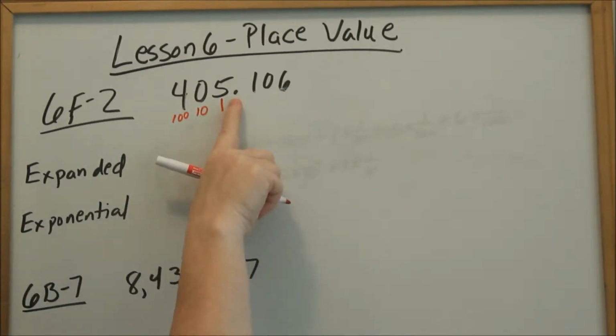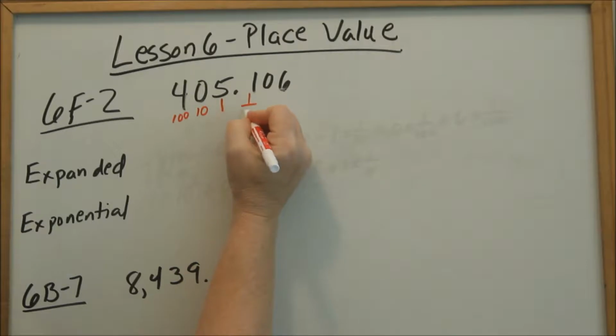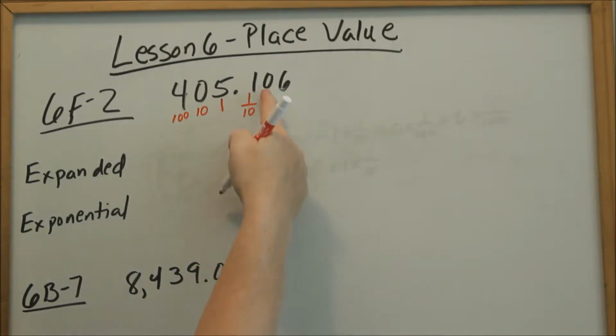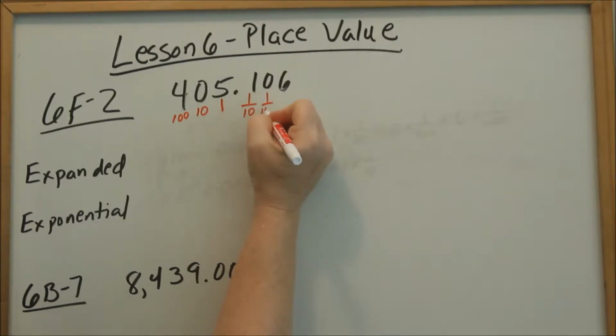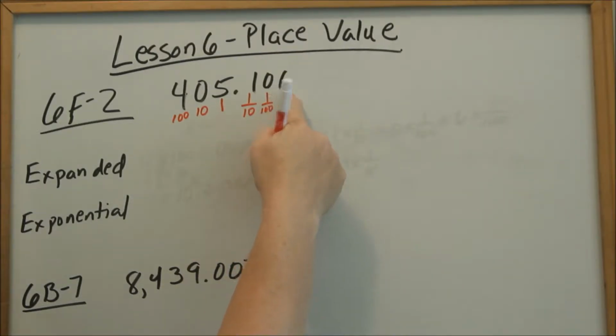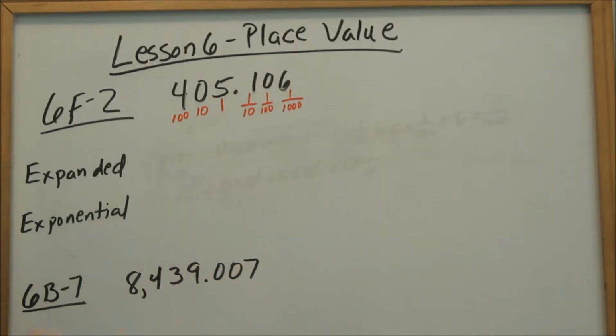Okay? Now, to the other side of the decimal, this first place value is called the tenth, 1/10 with a TH on the end. This one is the hundredths with a TH on the end, 1/100ths. And then this one is the thousandths, or 1/1000th.